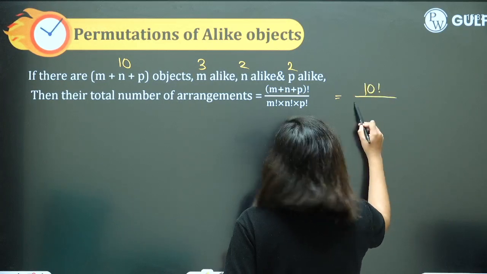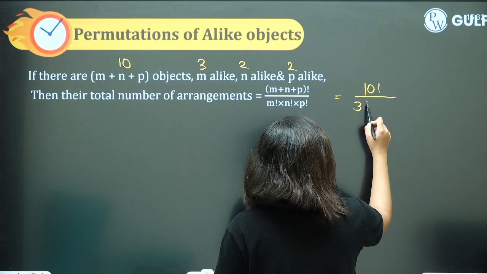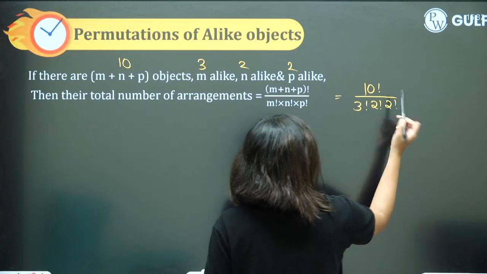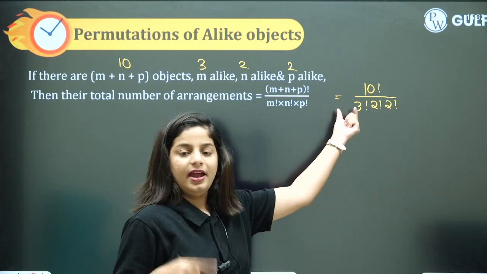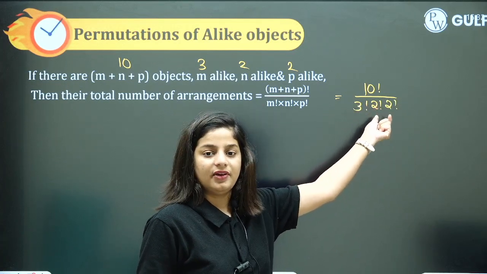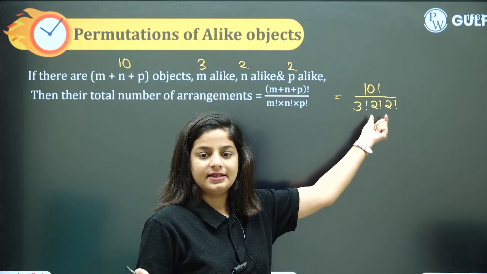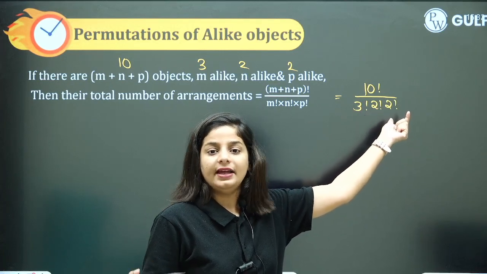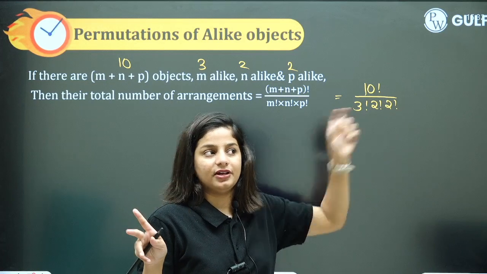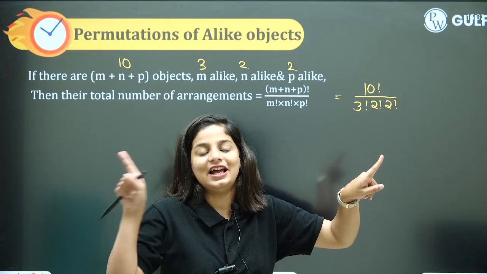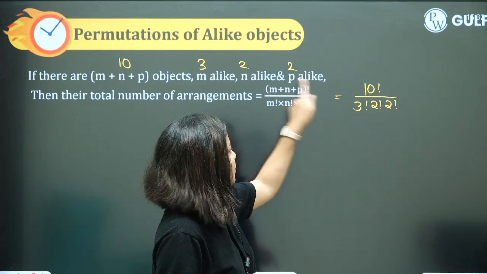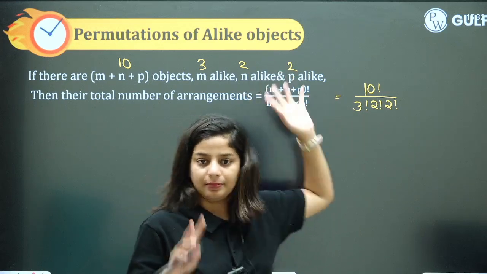10 factorial upon, whatever is the same, divide by their factorials. 3 m's repeating, so divide by 3 factorial. 2 p same, divide. 2 n alike, divide. Alike and different: different means distinct, alike means same. So that's how it will work. It's the same. Type 2 permutation.